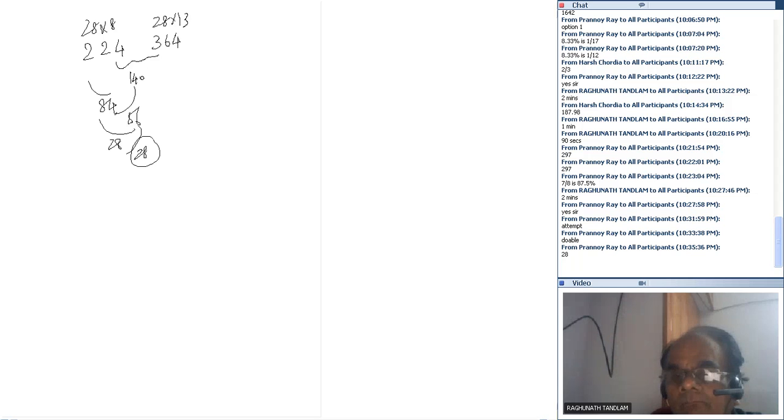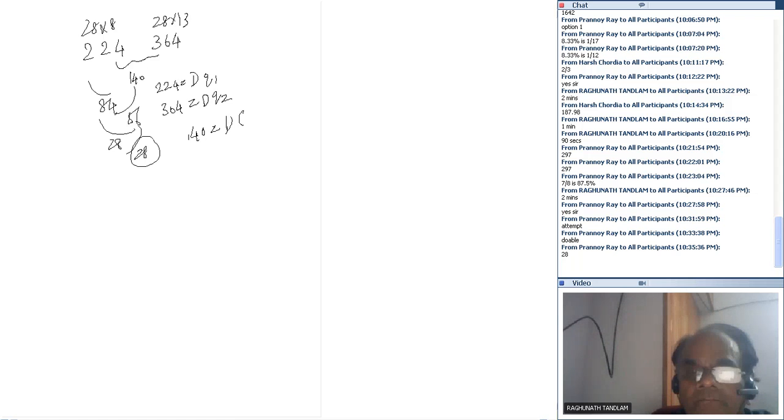It should be factors of 140. Why should it be factors of 140? It should be either 140 or factors of 140. Why? Because one number can be written as DQ1, the other can be written as DQ2, and when I subtract, 140 equals D into Q2 minus Q1.